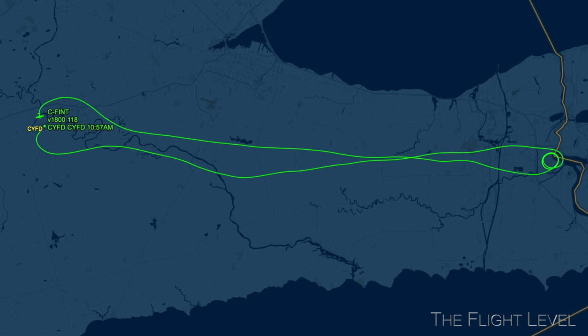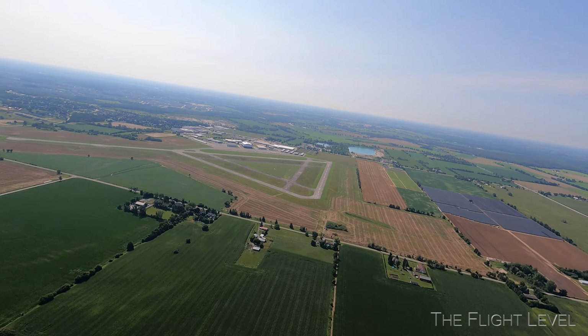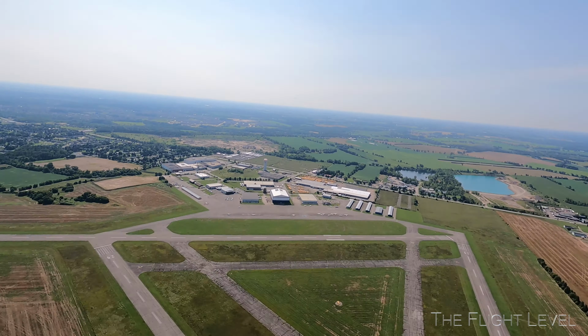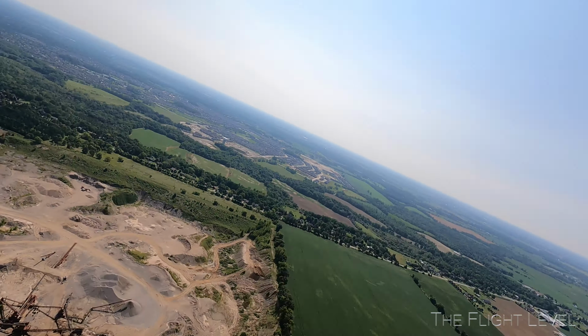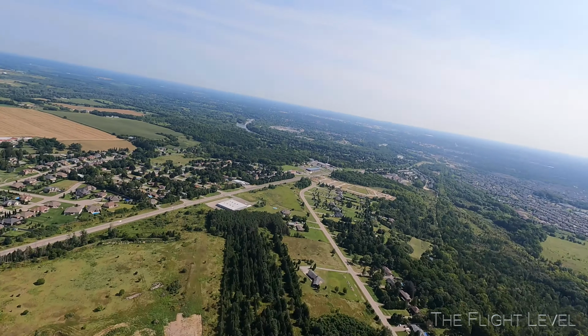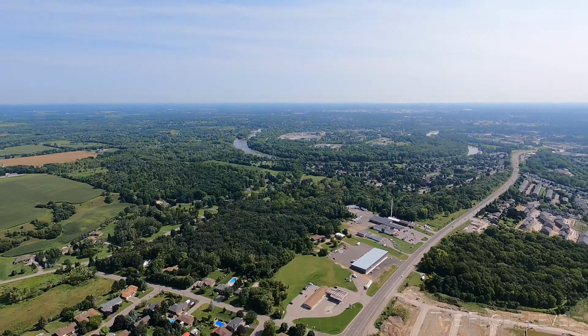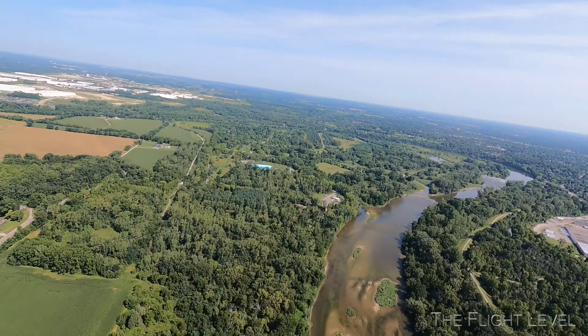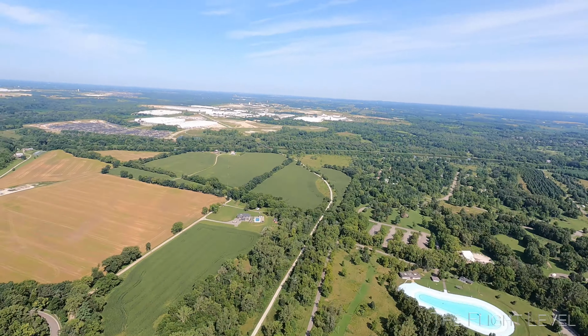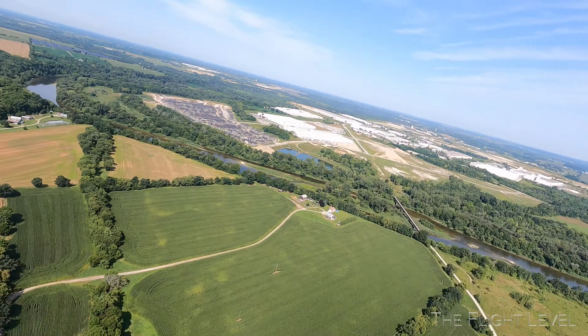And now we time-lapse our way over the airport to join the mid-left downwind for runway 23. Joining the left mid-downwind for runway 23. Turning to left base. Turning to final.